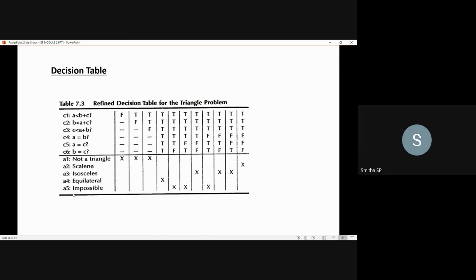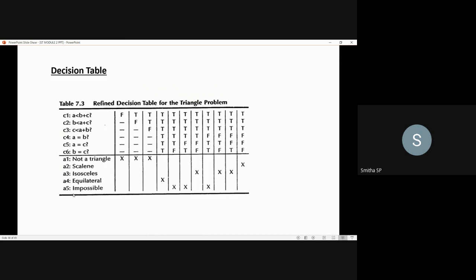In the triangle problem, you should know what the problem statement tells you. In the problem statement, you have to check whether the values you give to the input variables, the three sides a, b, c, form a triangle.